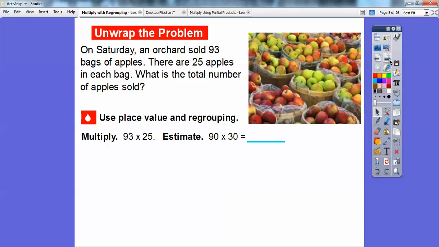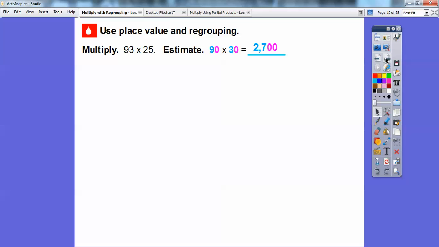Okay. Well, what's an estimate of 93 times 25? Well, 93 would round to 90, and 25 is right in the middle. So when it's in the middle, we always round up. So we're going to round that to 30. 9 times 3 is 27, and then we're just going to add those 2 zeros there. So it's 27 with 2 zeros, so we get 2,700. So that's an estimate, you guys. So it should be around that somewhere. I just moved it up.